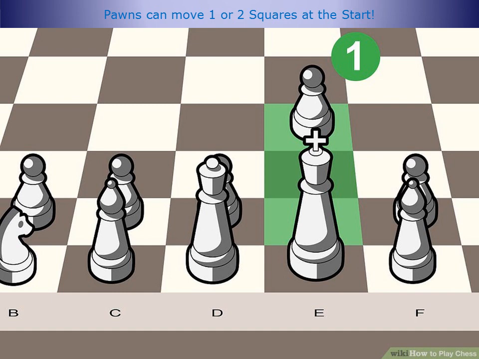Okay, so there you have it. Pawns move straight ahead, 1 or 2 squares at the start, but then once they've done their initial move, they can only move 1 square at a time. And it's a long way to the end, but when you get to the other side, you can promote to a queen. We'll look at that in a minute.